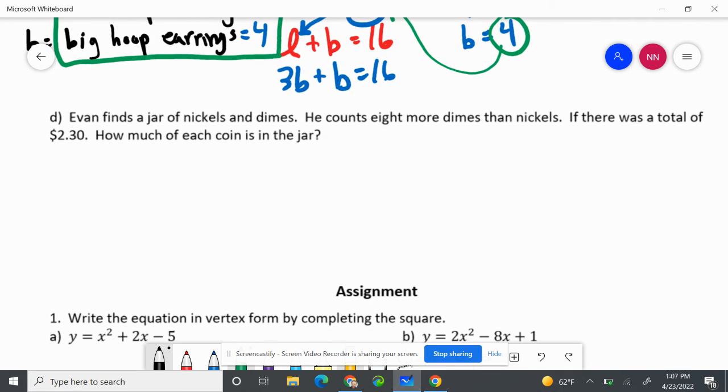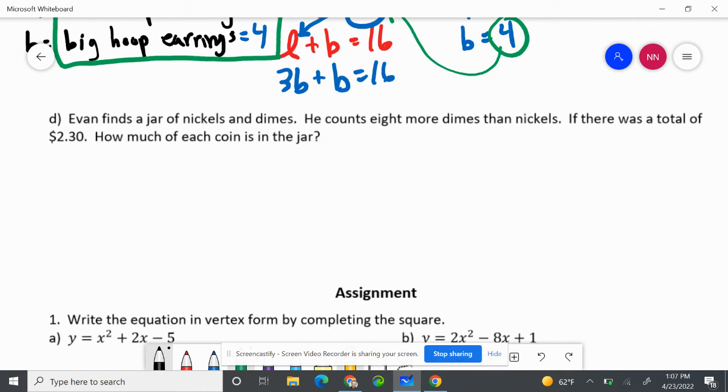Now our last one. Evan finds a jar of nickels and dimes. He counts 8 more dimes than nickels. There's a total of $2.30. How much of each coin is in the jar? So for the first one, what I'm going to do is define the variables. So I'm going to have n, and that's going to equal number of nickels. And then I'm going to have d, which is number of dimes.